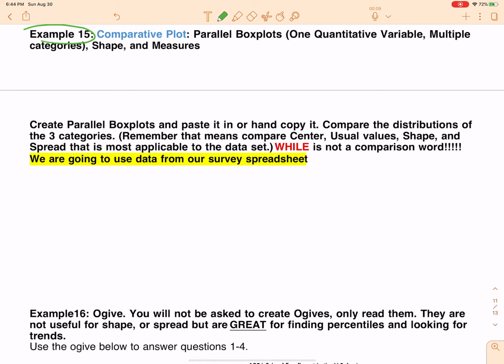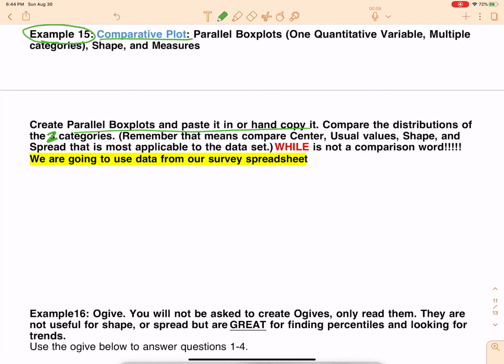So this is our last example for box plots, and we're going to look at a comparative box plot. We saw one of those in example 11, but now we're going to build the comparative box plots, and I've already got some data in here. We're going to create parallel box plots, and copy it in, just like we've been doing on the other problems. I know it says 3 categories here, but we're going to use 2.